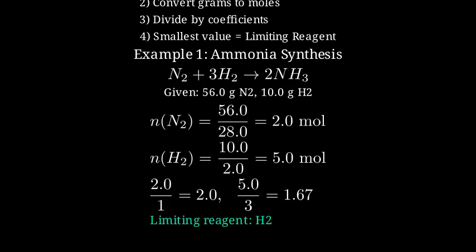Divide by coefficients. Nitrogen. 2 over 1 equals 2. Hydrogen. 5 over 3 equals 1.67. The smaller value is hydrogen, so hydrogen is the limiting reagent.